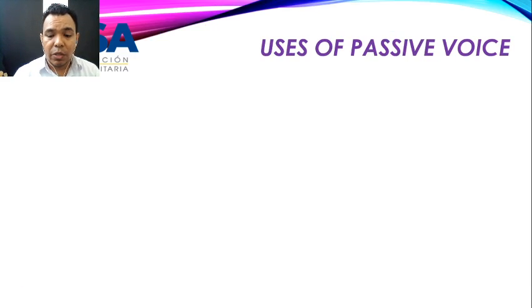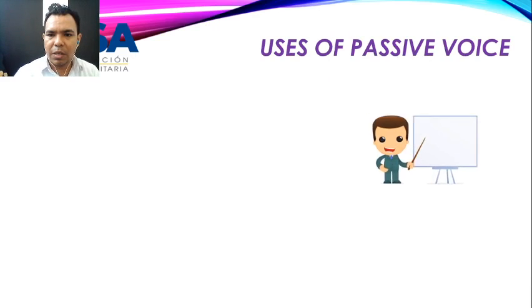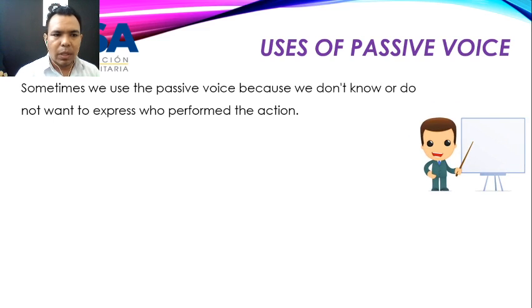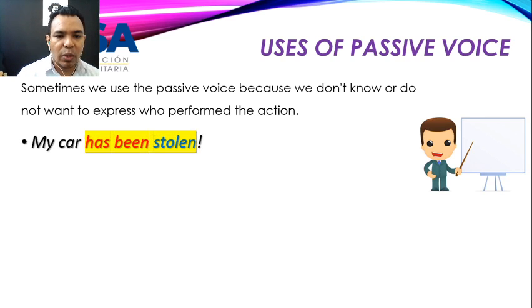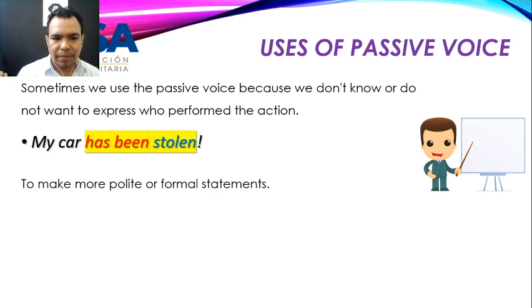To finish this section, we are going to understand what the uses of this topic, the passive voice, are. Sometimes we use the passive voice because we don't know or don't want to express who performed the action, who makes the action. So, my car has been stolen. When I say my car has been stolen, I don't know who made the action. I just want to express the action and who suffers it.